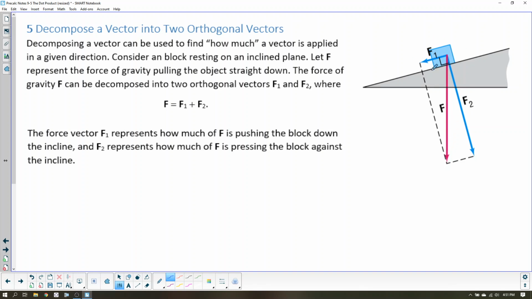We talked about the example before of putting a scale on a ramp and standing on the scale. It's not going to give you your true weight because some of your weight is being pressed into the ramp, but some of it is deflecting down the ramp as well. So that's what we're seeing here. In some instances, you might be interested in knowing how much of a given force is being applied in a given direction. That's why we would want to break a force down into different components. So let's see how we go about doing that.